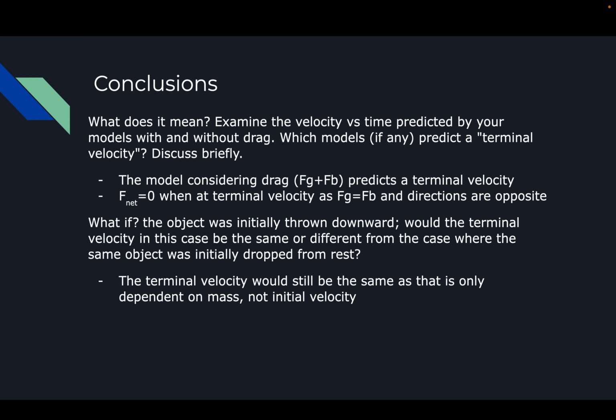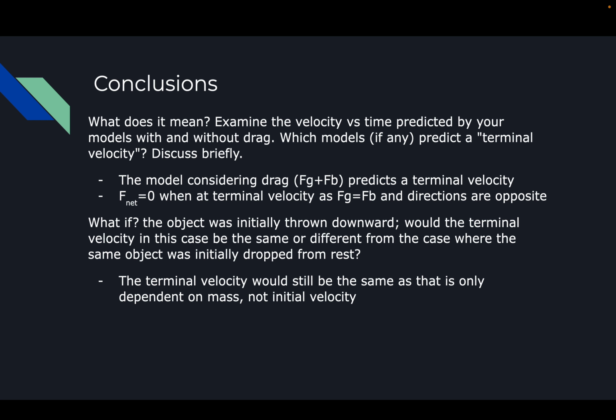Conclusion. What does it mean? Examine the velocity versus time predicted by your models with and without drag. Which models, if any, predict a terminal velocity? So our model where we consider the drag force, which takes the net force as gravitational force plus the drag force, predicts the terminal velocity. Net force is zero at terminal velocity, as the gravitational force is equal to the drag force, just in opposite directions.